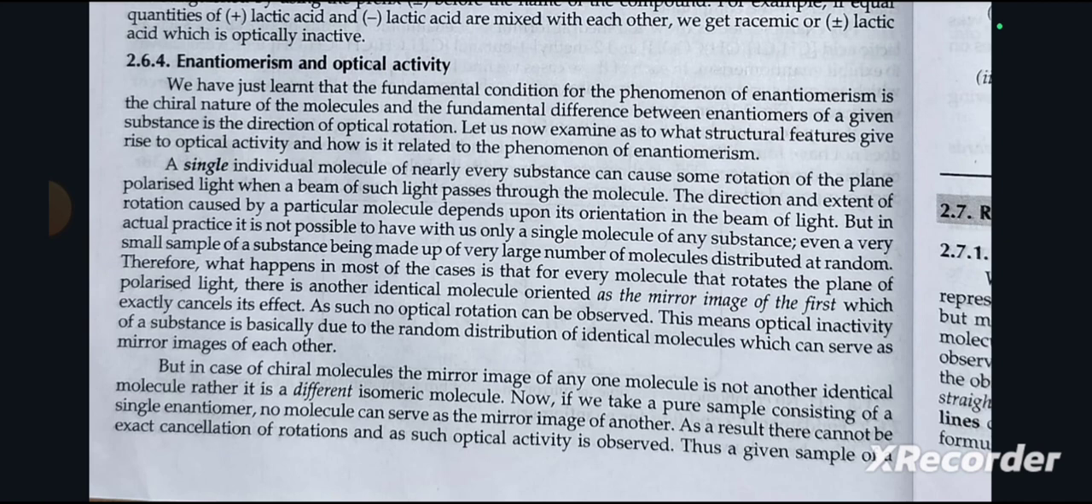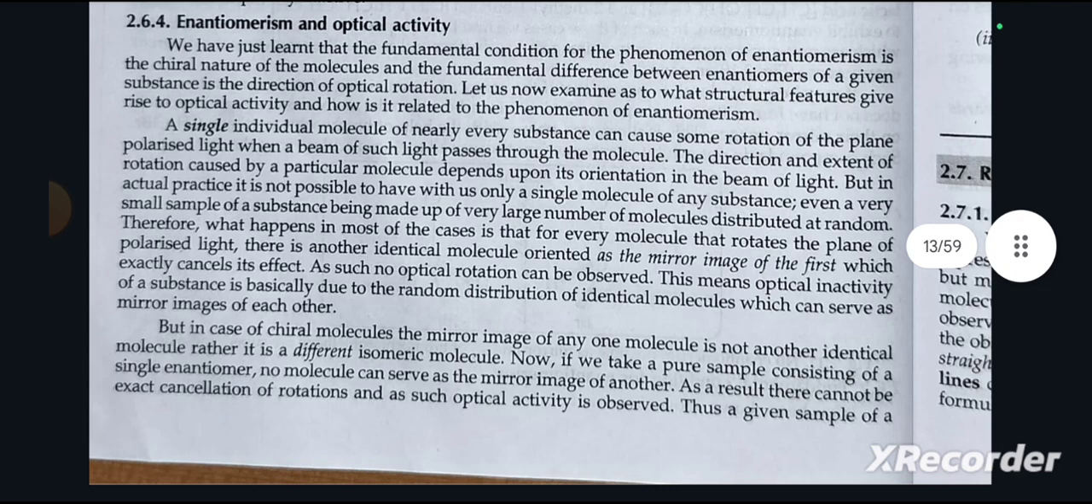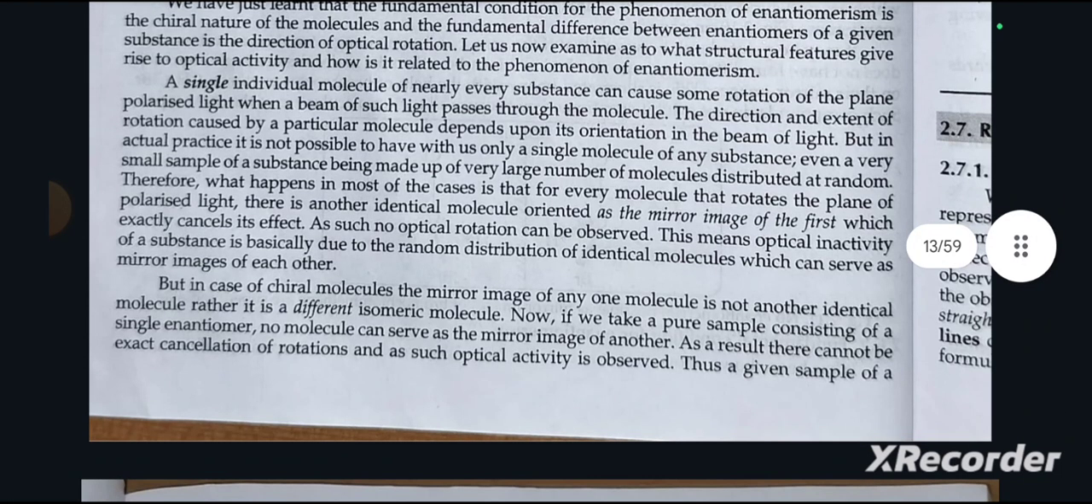2.6.4 Enantiomerism and optical activity. We have just learned that the fundamental condition for the phenomenon of enantiomerism is the chiral nature of the molecules, and the fundamental difference between enantiomers of a given substance is the direction of optical rotation. Let us now examine what structural features give rise to optical activity and how it is related to the phenomenon of enantiomerism.